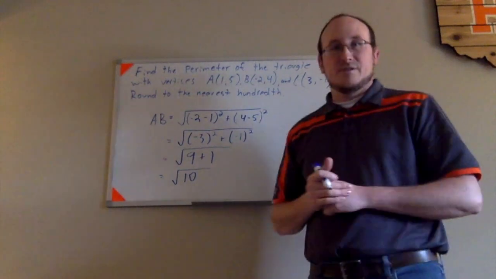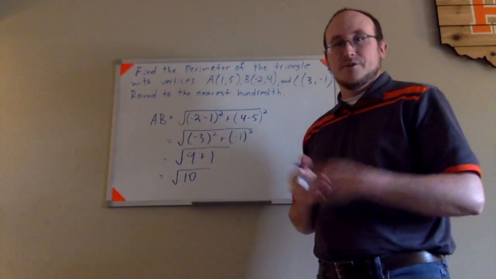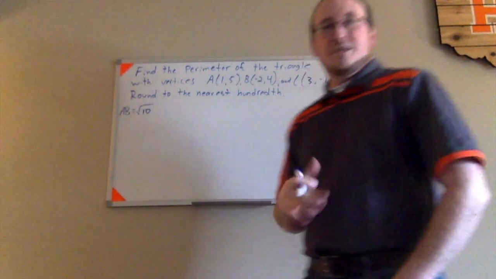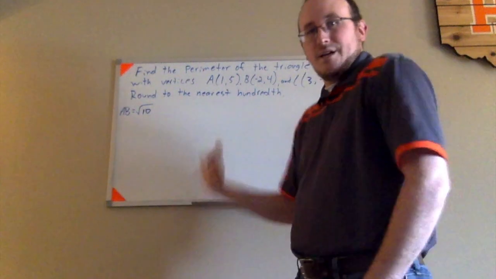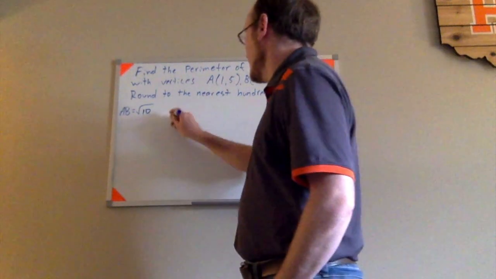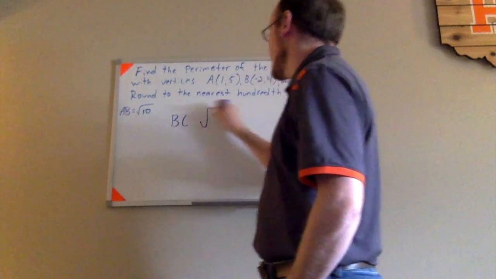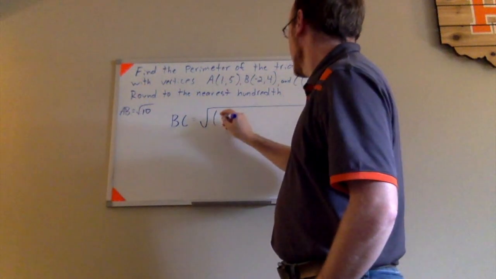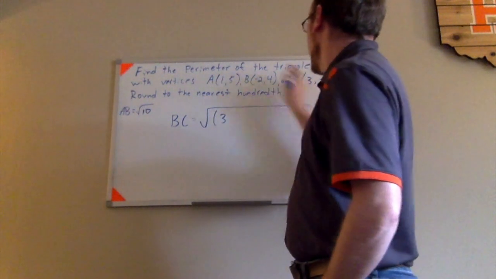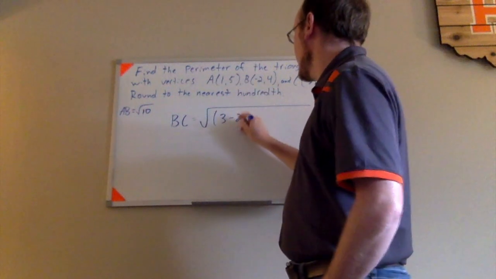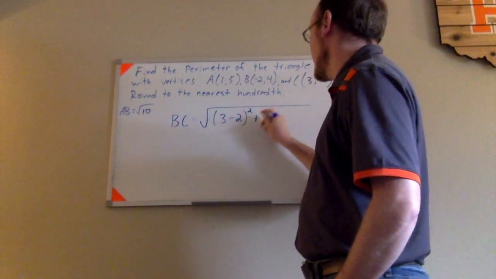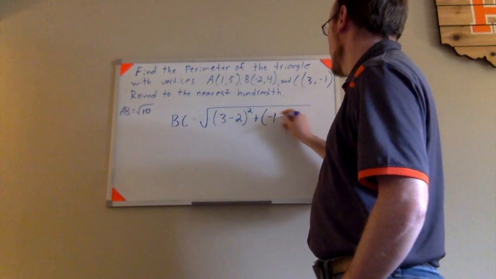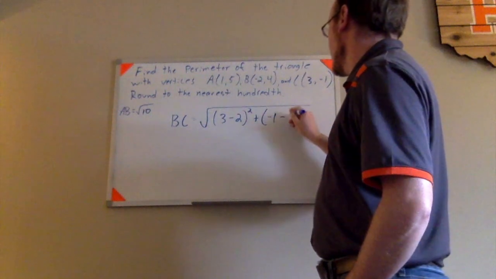So just remember that side AB has a length that's equal to the square root of 10. Let's go ahead then and look at side BC. To find the length of side BC, I'm going to use the coordinates of points B and C, and again the distance formula. So I have BC is equal to the square root of, so now I'm using B and C, so I have x2, which is 3, minus x1, which is -2, that quantity squared, and then plus y2, which is -1, minus y1, which is 4.